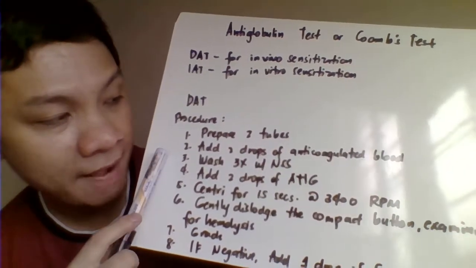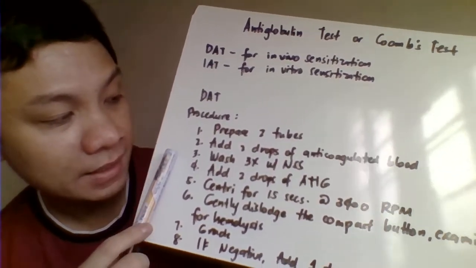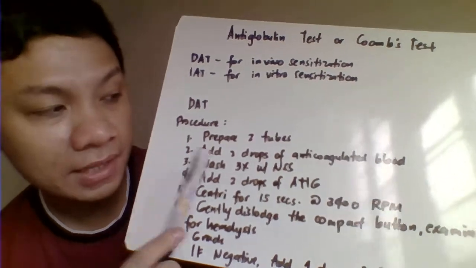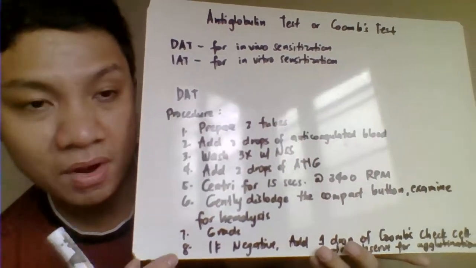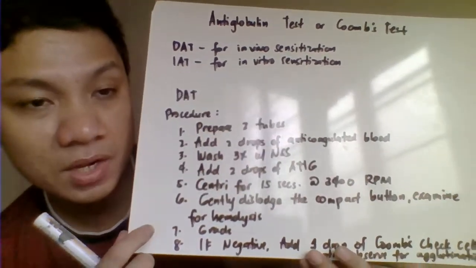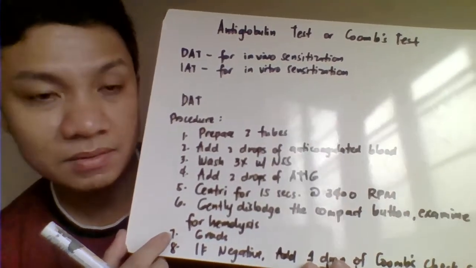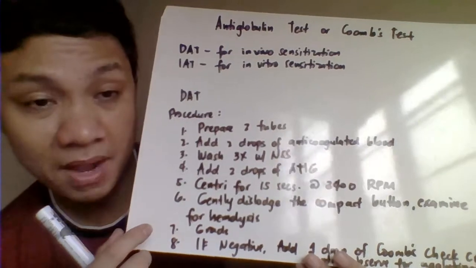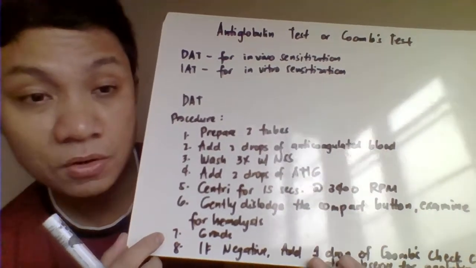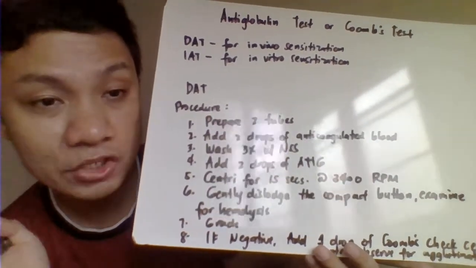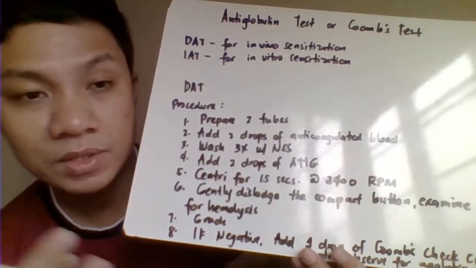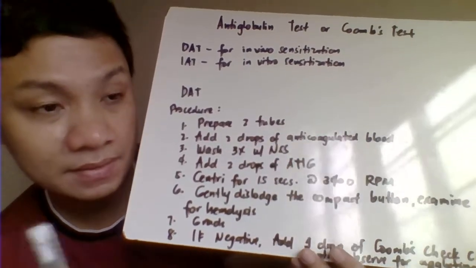So procedure for the direct antiglobulin test, first you need to prepare here your two tubes. Okay, then add here 2 drops of your anticoagulated blood. So you extract blood coming from the patient. You try to put that one in the EDTA. And we are assuming here that the red cells of the patient has already an antibody or has already an immunoglobulin. Anong immunoglobulin? IgG or even a complement which has already sensitized sa kanyang red cells.